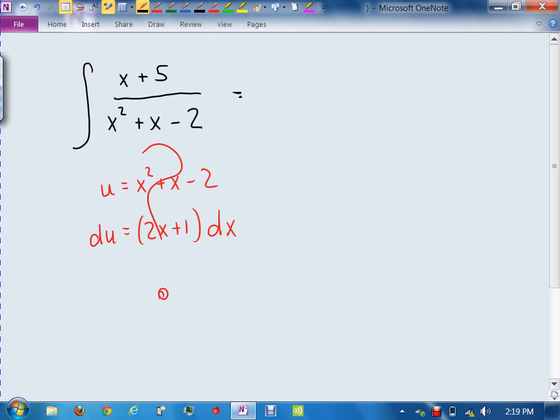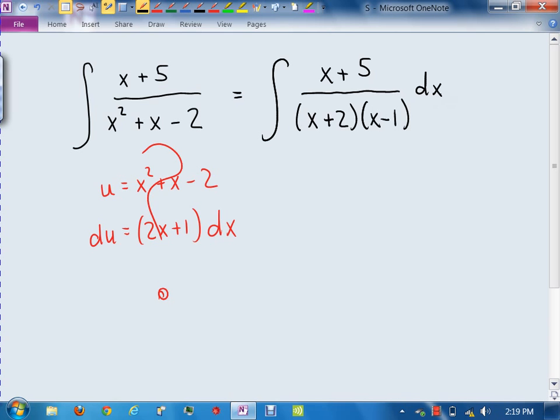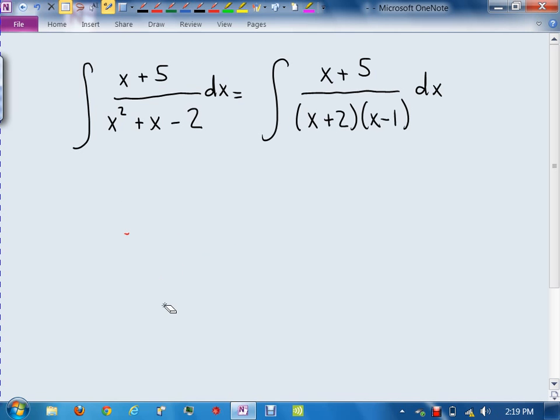So do you agree with this? This integral can be rewritten x plus 5 over x plus 2 times x minus 1. So what did I do there? I forgot a dx on that first integral, the first time I wrote it down. Okay, so I've taken this original integral and I've just rewritten it. I just factored the denominator. That's all I did, right?